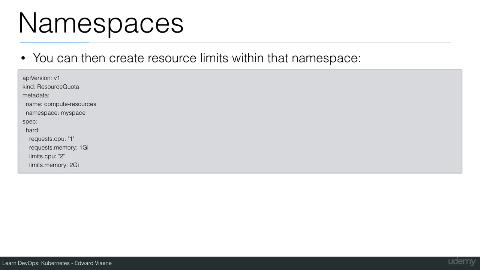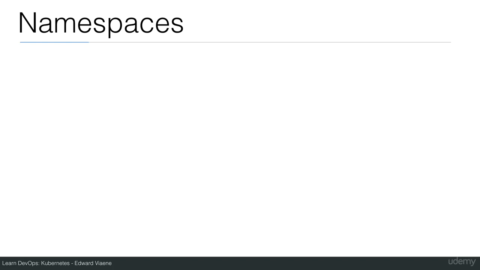You can then create resource limits within that namespace. Here we have an object of kind resource quota. We have the metadata, we give the name. Here we also have a namespace. We specify our newly created namespace myspace. And then we have the specifications. We have a hard limit on request CPU, request memory, limit CPU, and limit memory. The request CPU is 1 core, 1 GB of memory. There's a limit on 2 cores and 2 GB of memory.